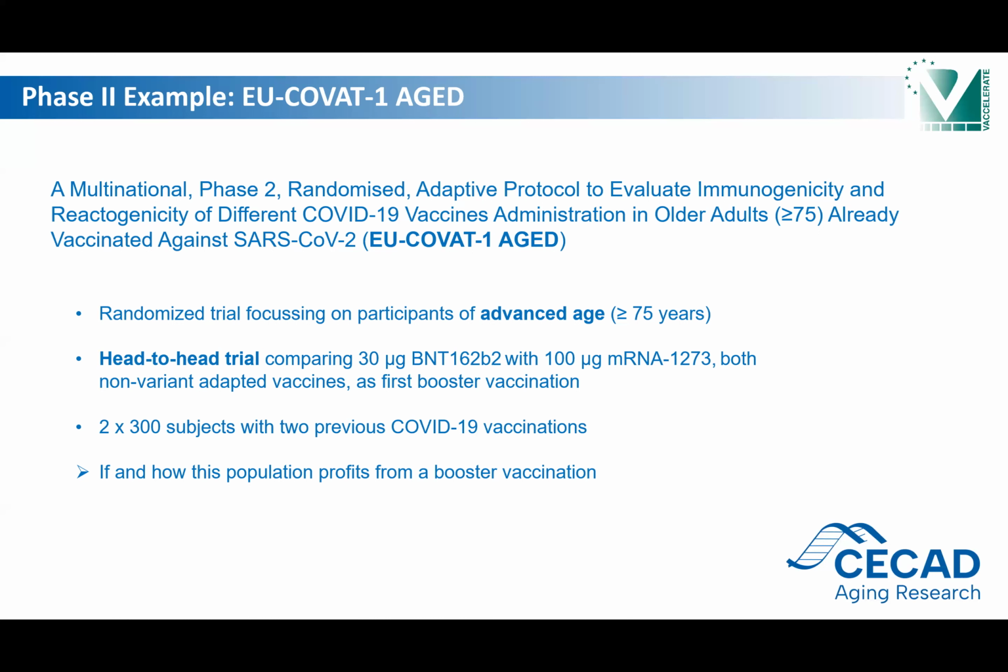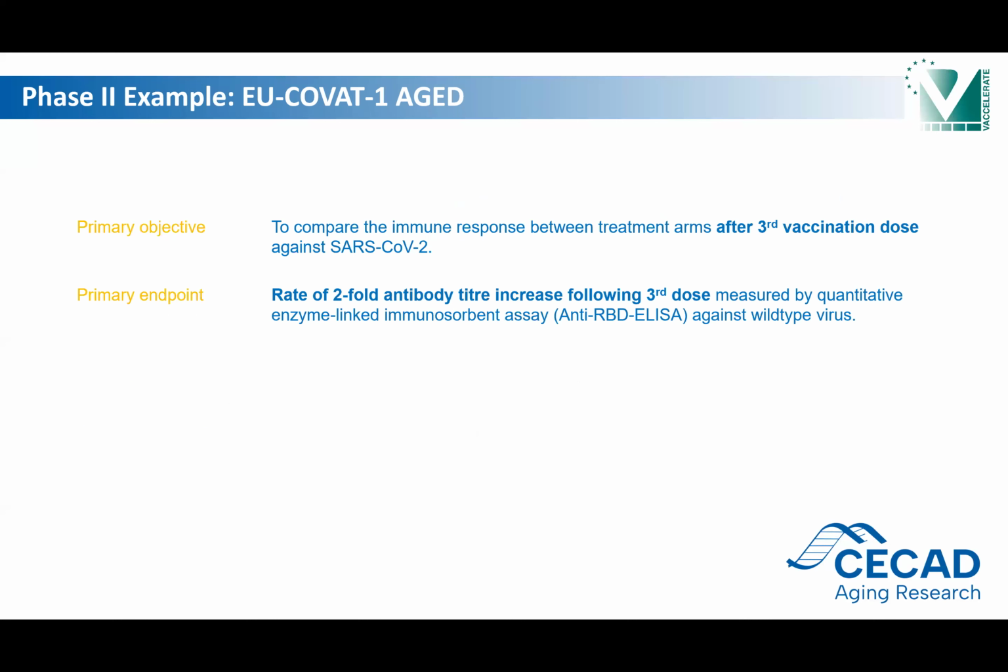And the important step when you want to answer such a question and try to design your trial is that you find the right objective, which is: I want to compare the immune response between treatment arms after third vaccination doses against SARS-CoV-2. So this is actually the question that we want to answer. And for this, we have to define a proper endpoint, which is in this case the rate of twofold antibody titer increase following third dose, measured by a specific procedure that we defined.